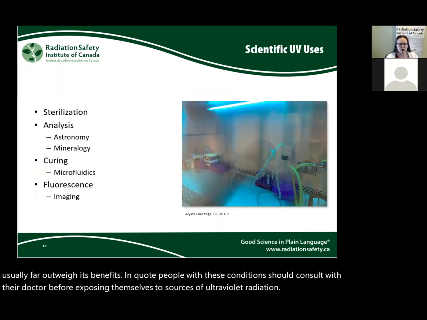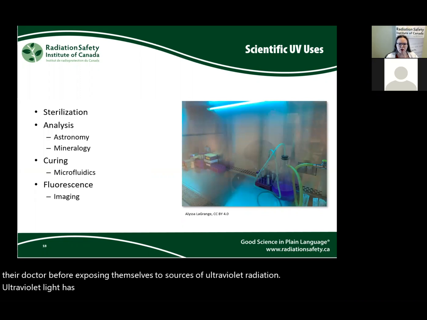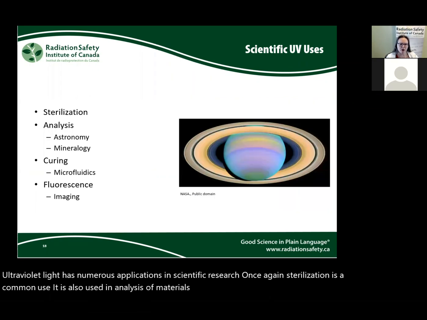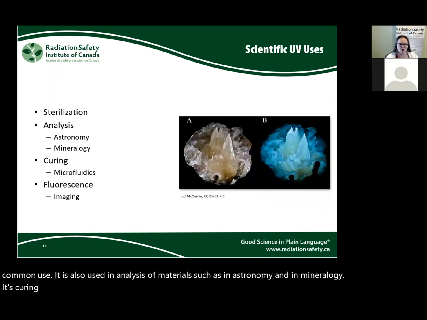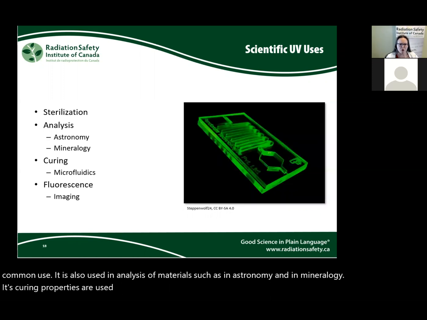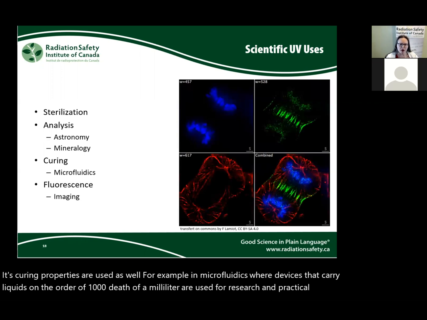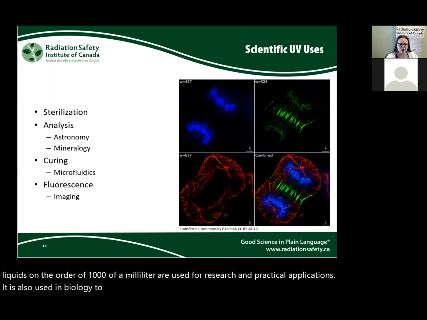Ultraviolet light has numerous applications in scientific research. Once again, sterilization is a common use. It is also used in analysis of materials such as in astronomy and in mineralogy. Its curing properties are used as well, for example, in microfluidics, where devices that carry liquids on the order of 1,000th of a milliliter are used for research and practical applications. It is also used in biology to image living structures using fluorescent proteins first discovered in jellyfish.